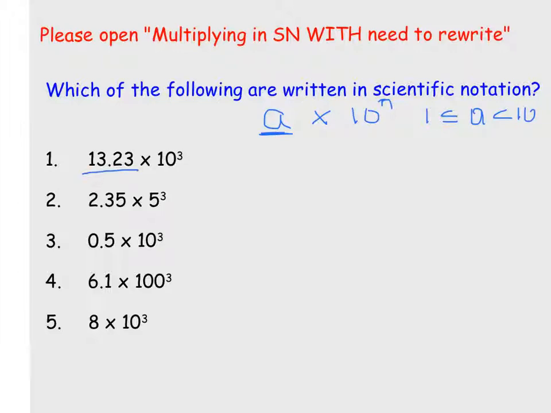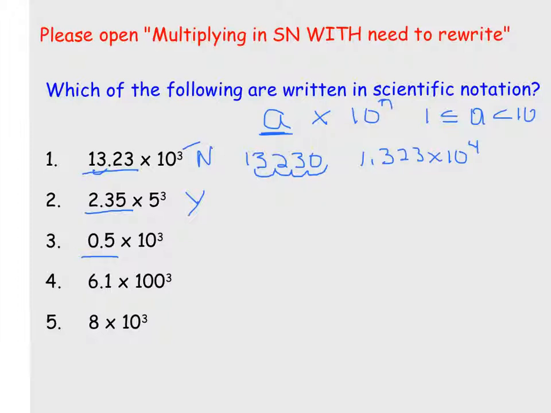Looking at this one, it is not in scientific notation. If it was in standard form, we would move that decimal place 3 places, so it would look like that. And then to put it in scientific notation, we'd have to move it back 1, 2, 3, 4. 1.323 times 10 to the 4th. So here we moved it 1 lower and the exponent got 1 higher. This one right here, this number, 2.35, is between 1 and 10. So yes, this is in scientific notation.